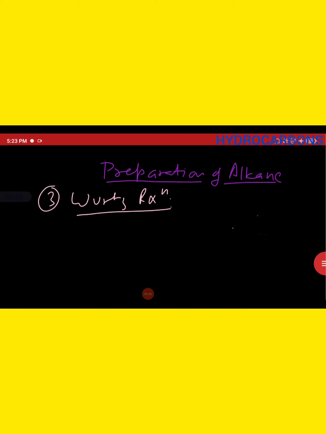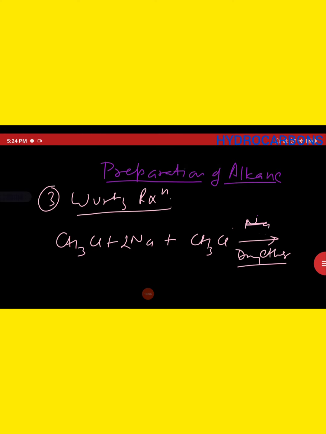Next method is the Wurtz reaction. When alkyl halide is treated with sodium metal in the presence of dry ether, then higher alkanes are formed.